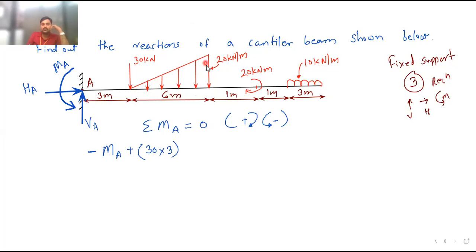The next one is this uniformly varying load. Okay, so convert this load into the point load first, then take the moment. Now it is moving downward, so it will also rotate in clockwise direction. So plus, conversion of UVL into the point load, half into base into height. Area you should consider. Half into 6 into 20. Base is 6, height is 20. Into now perpendicular distance. This point load will act through the CG of this triangle, which is at a distance of B by 3 from the right angle.